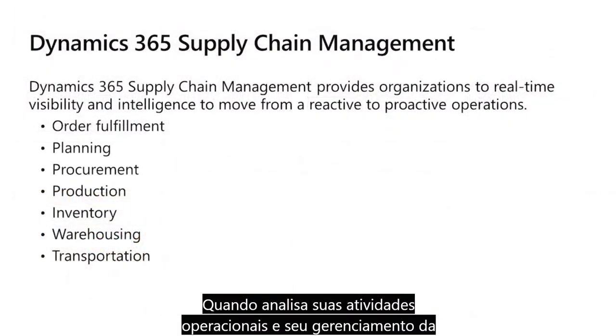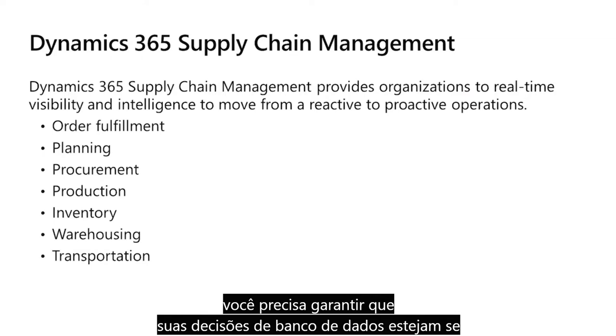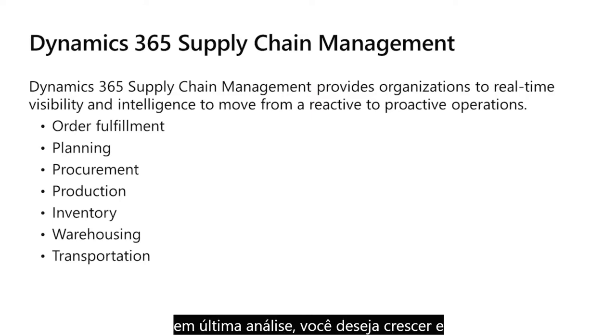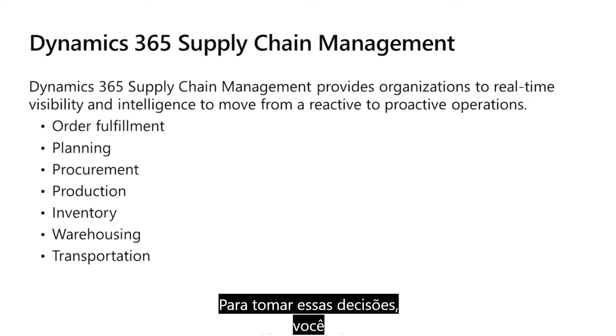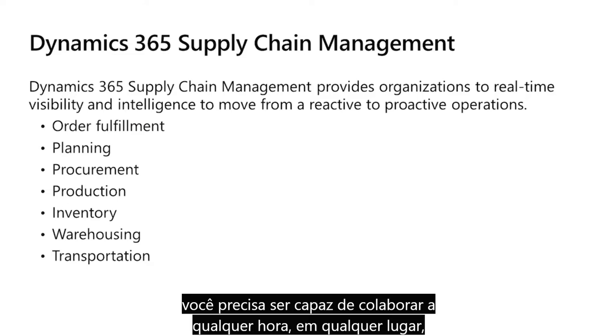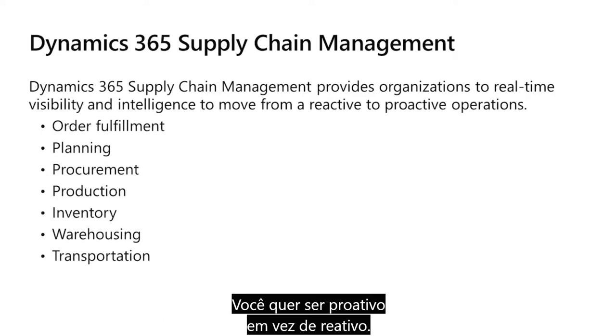When you look at your operational activities in your supply chain management as well as your manufacturing, you have to make sure that your day-to-day decisions are aligning with your long-term goals, because ultimately you want to grow and you want to increase profits. And in order to make those decisions, you need to have a central source of intelligence. And you need to have an understanding of how your global workflows and supply chain work, and you need to be able to collaborate anytime, anywhere, even on any device. You need insight into your operations to drive change. You want to be proactive rather than reactive.